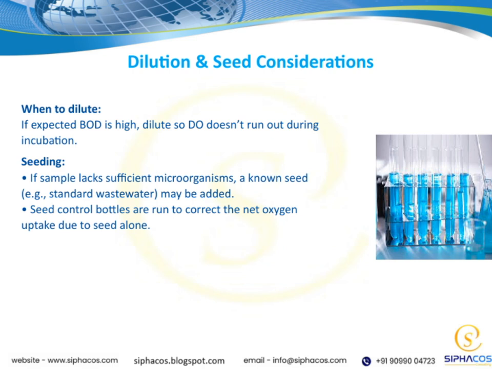Now, moving on to seeding. Sometimes, the sample might not have enough microorganisms to produce a reliable BOD measurement. In those cases, we can add a known seed, like standard wastewater, to boost the microbial population. It's also important to run seed control bottles alongside our samples. These controls help us account for the oxygen consumption caused solely by the seed itself, allowing us to correct our measurements accordingly. Overall, these steps, dilution and seeding, are essential to get precise and meaningful BOD results, fitting into the bigger picture of accurately assessing wastewater quality.